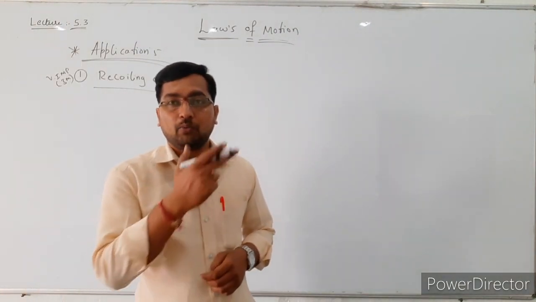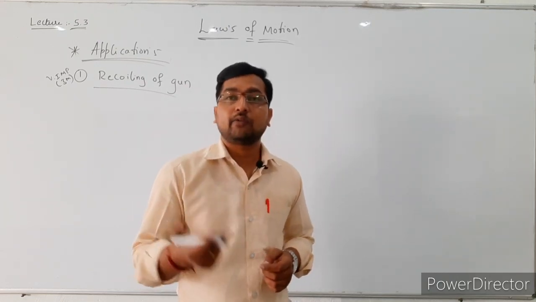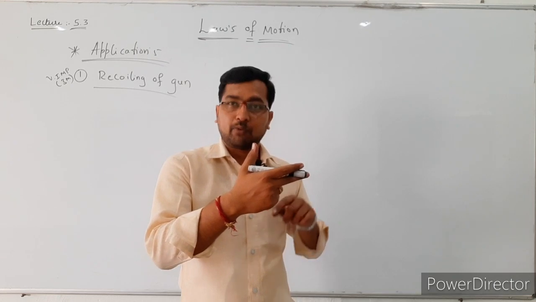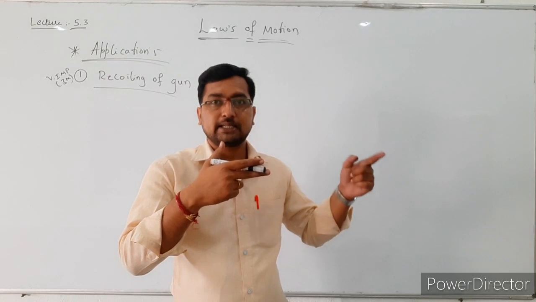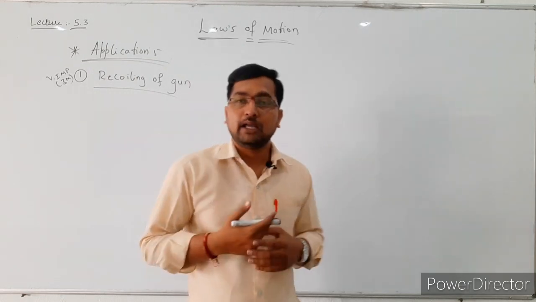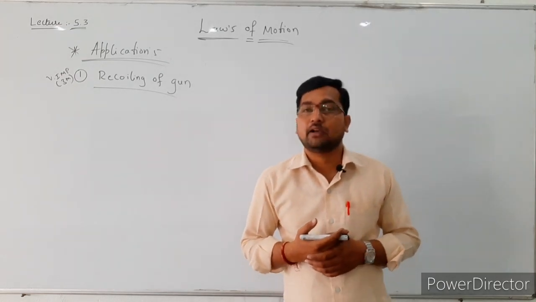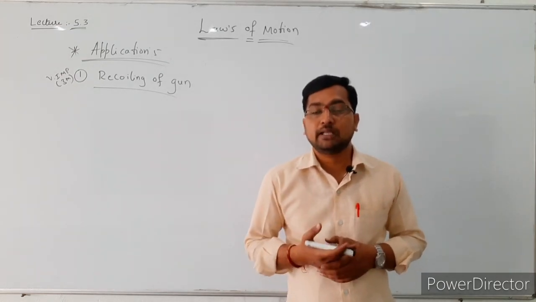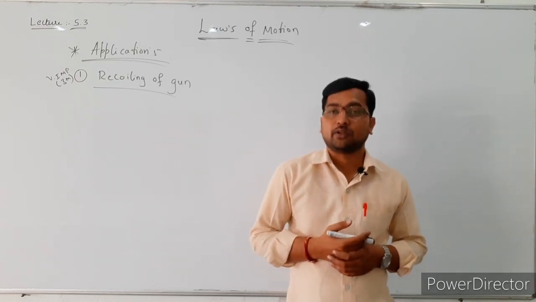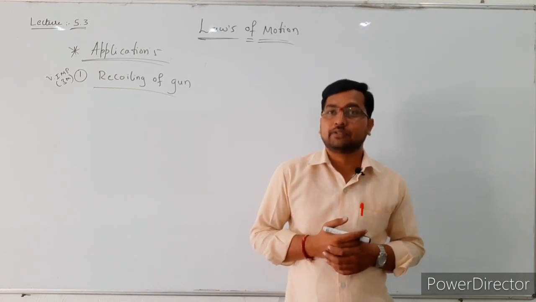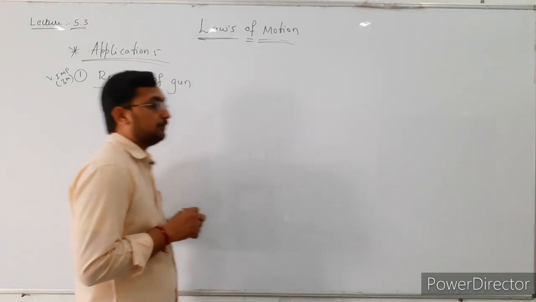See here, when a bullet is fired from the gun, the gun recoils. The gun recoils means the gun moves in the direction opposite to the bullet. For example, if the bullet is moving in this direction, the gun is moving in the backward direction. In this case, we are going to find out the recoil velocity of the gun, that is, the velocity with which the gun moves in the backward direction. We are going to find it with the help of the law of conservation of linear momentum.